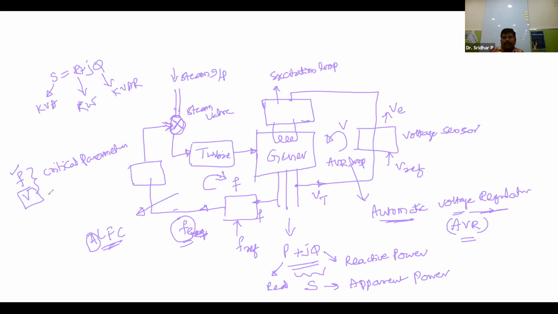Can anybody respond to my query? What is the necessity of keeping voltage as a constant? At least 2 to 3 points, at least one. Is my question clear? What is the necessity of keeping voltage as constant?